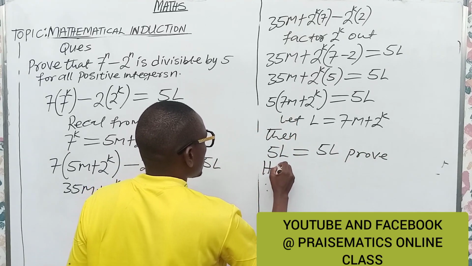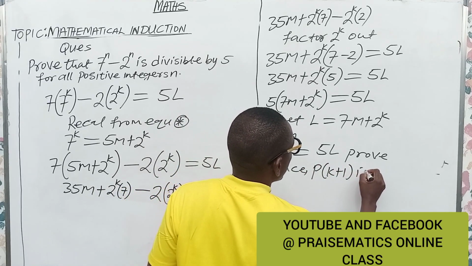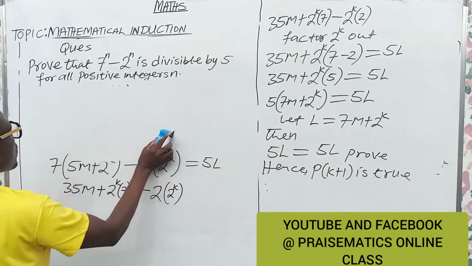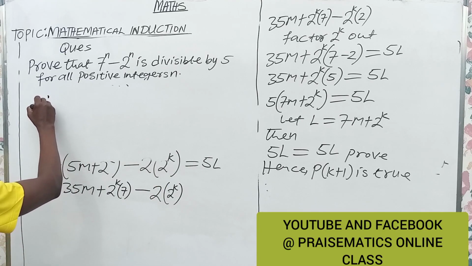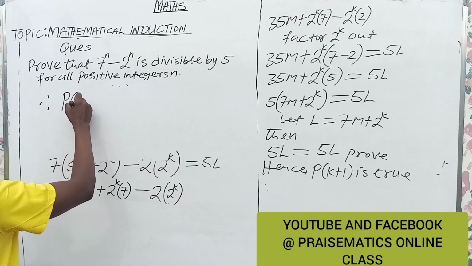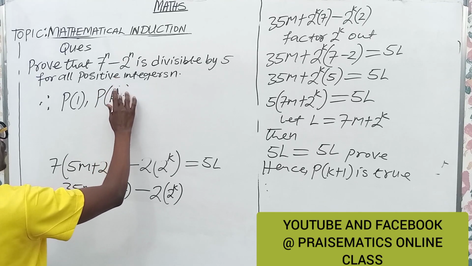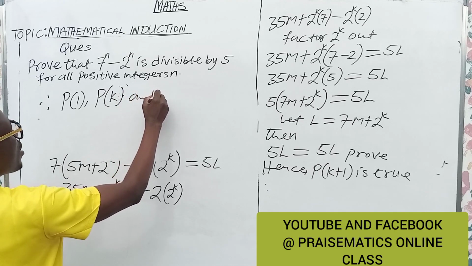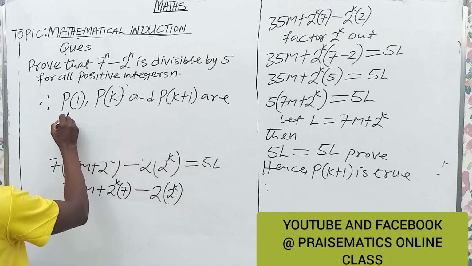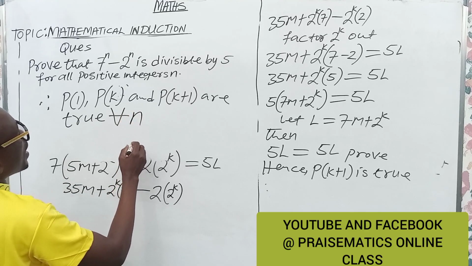So it means hence P of K plus 1 is true. Okay. Finally we can say therefore P of 1, P of K and P of K plus 1 are true for all positive integer n.